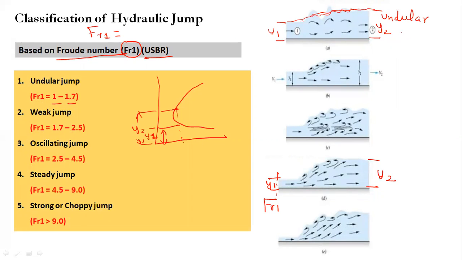Here the energy dissipation is almost zero. There is no energy dissipated. No energy is dissipated by this jump. It is not capable of doing that. Air entrainment is also not there.